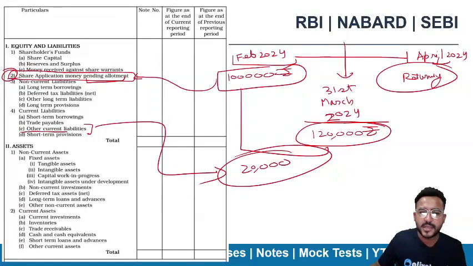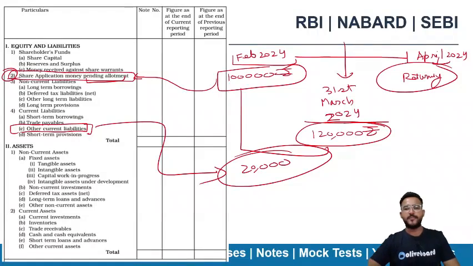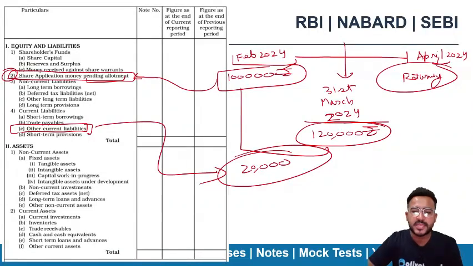Sir, why current liability? Why not non-current liability? Because you will be immediately refunding this money, right? So this obligation needs to be settled within 1 year only, or I can say within a few months only. I'll be repaying it in April itself. Okay.